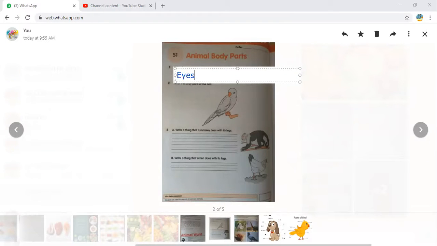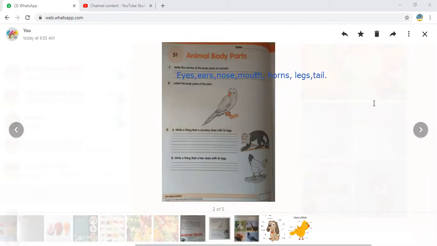Yes. Eyes, ears, nose, mouth, horns, beak. Animals have legs, tail. Okay, these are the body parts of the animal. Yes, now we have completed the first answer.